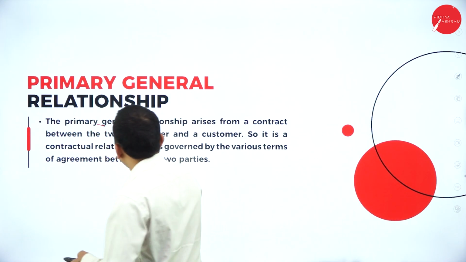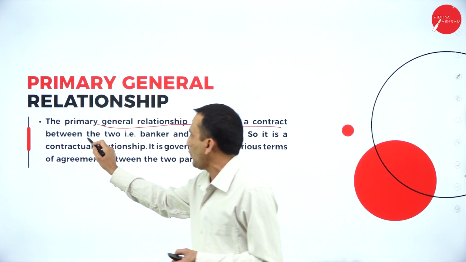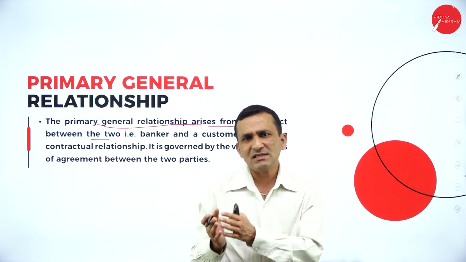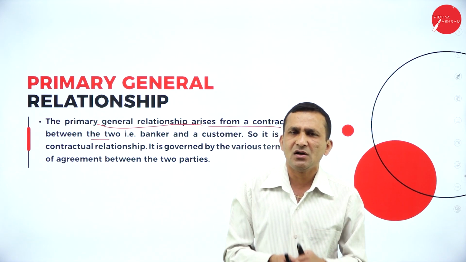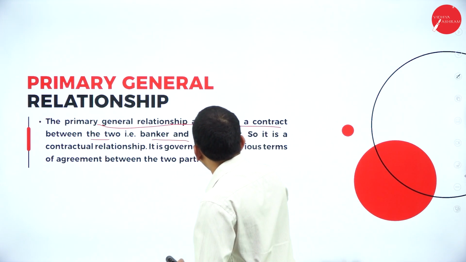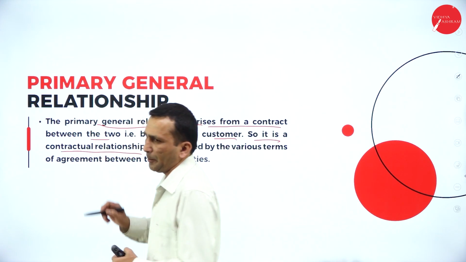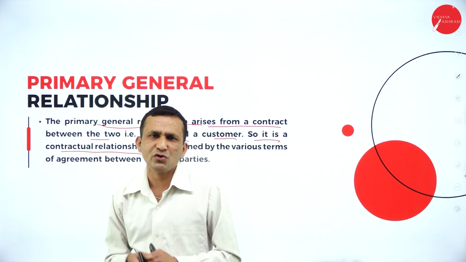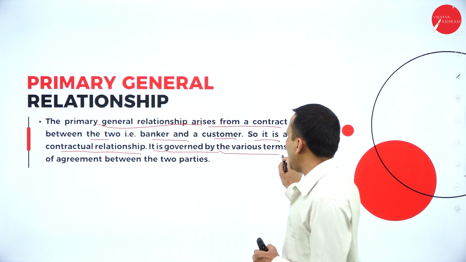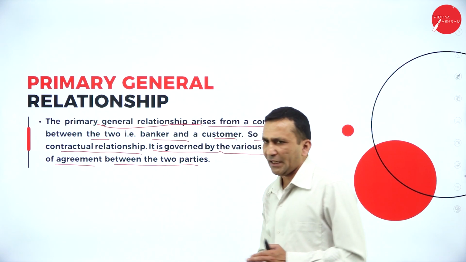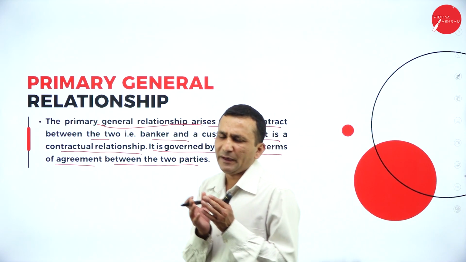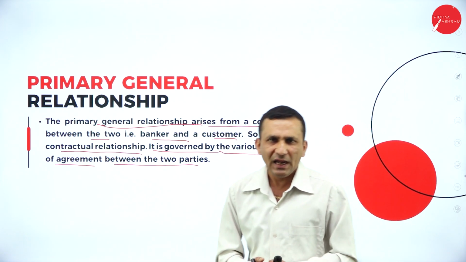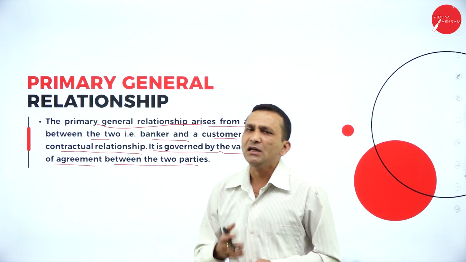The first one, the primary general relationship, arises from the contract between the contractor and contractee. So between the customer and the banker, a contractual concept arises here. So it is a contractual relationship. You cannot blindly believe anybody. If there is a contractual relationship, of course you can believe. So it is governed by the various terms of agreement between the two parties. Wherever a contract is completed, it is always based on the agreement. Agreement is always equal to contract, and contract is always equal to agreement. So at least two parties are compulsory here, the banker and the customer.